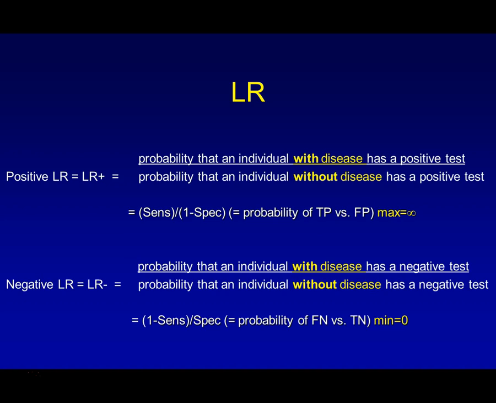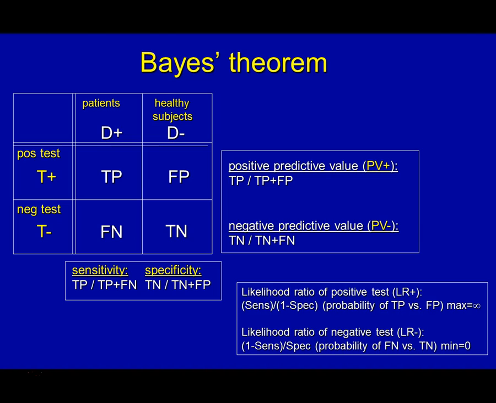In other words, you would like to have the likelihood ratio of a positive test as high as possible and the negative likelihood ratio as low as possible. And this determines whether a test is okay or not. If we want to calculate the parameters of diagnostic accuracy, we make a kind of matrix.